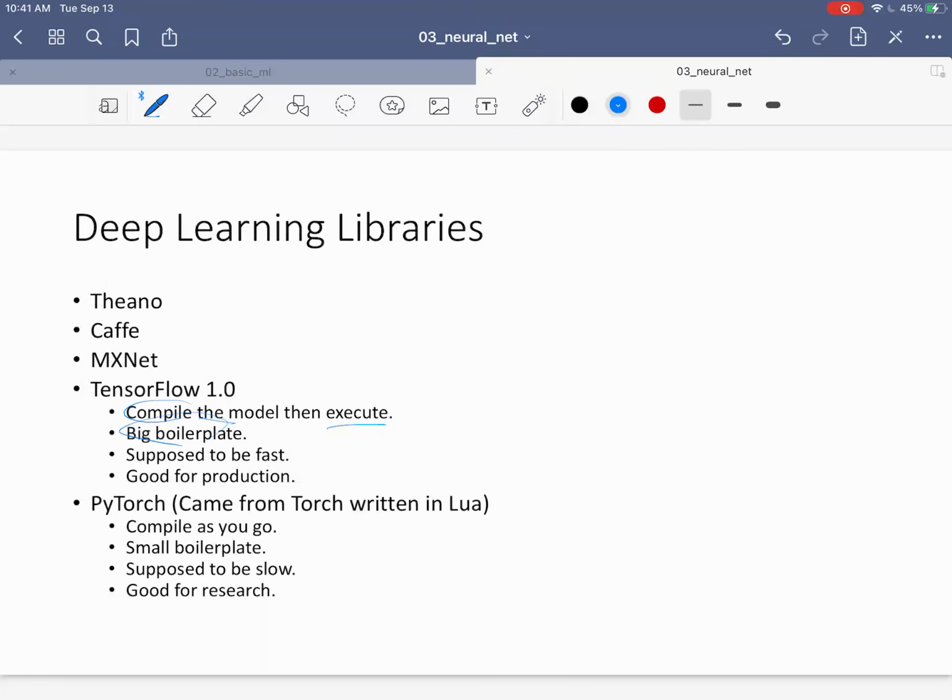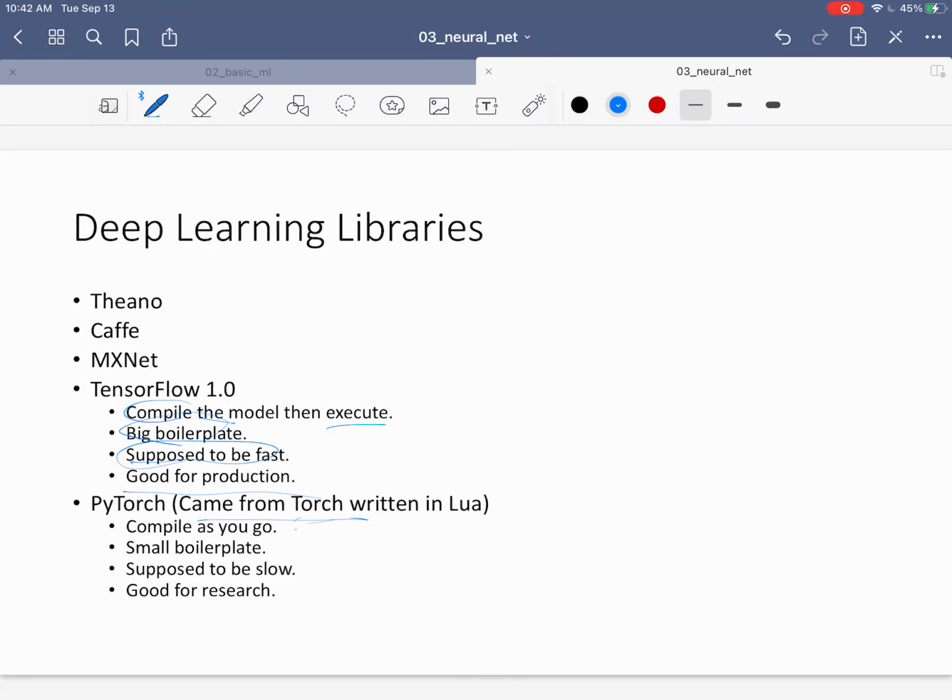Because it's compiled and then executed, all the compilation is done first, and then the rest of it is just running it. So it's supposed to be fast, and it's good for large scale production, like companies serving AI models to users or clients. Compared to TensorFlow 1.0, PyTorch, which came from Lua, is compile as you go.